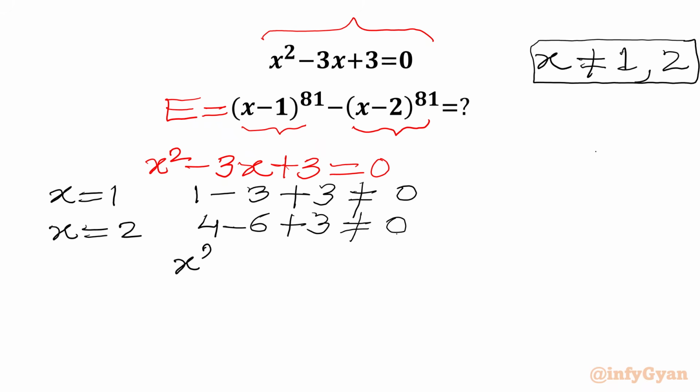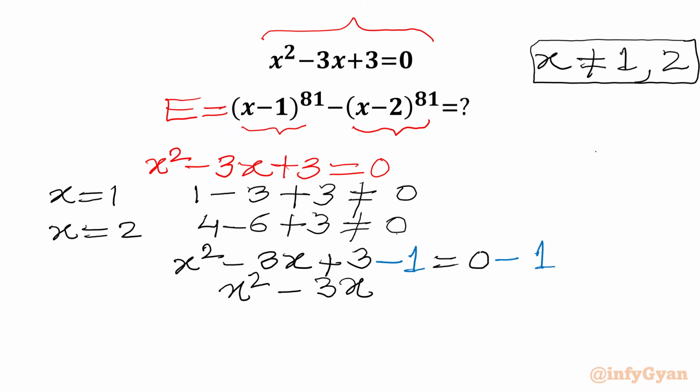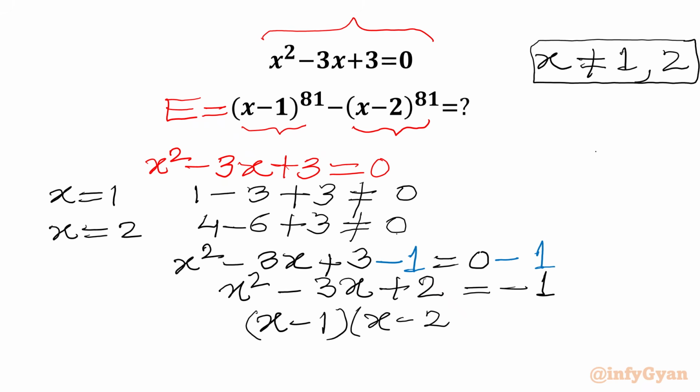Now we'll write our quadratic equation once again. x square minus 3x plus 3 equal to 0. Now we will subtract 1 from both the sides. So we'll write minus 1, minus 1. Now left hand side will become x square minus 3x plus 2, and right hand side is negative 1. Left hand side can be factorized easily in factors: (x minus 1)(x minus 2) equal to negative 1.